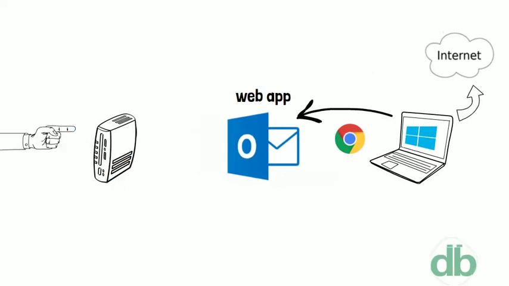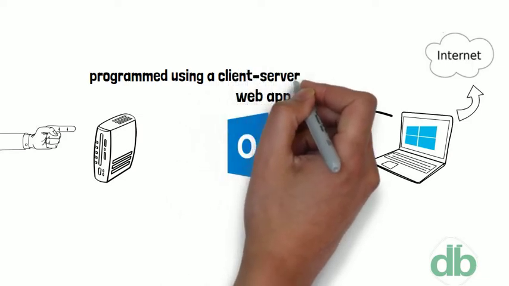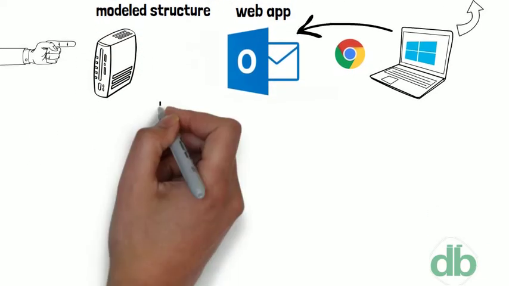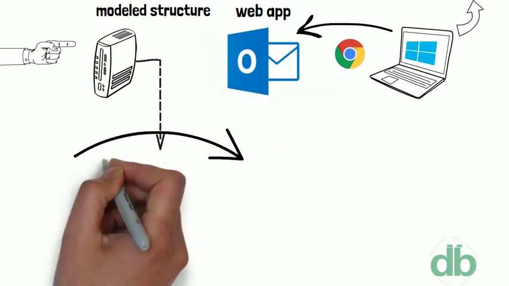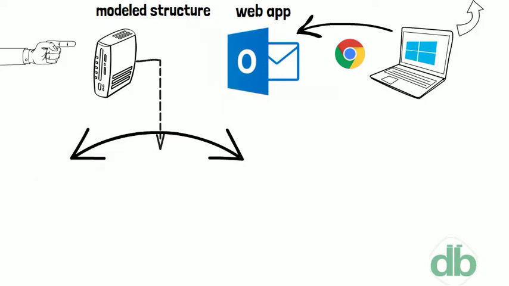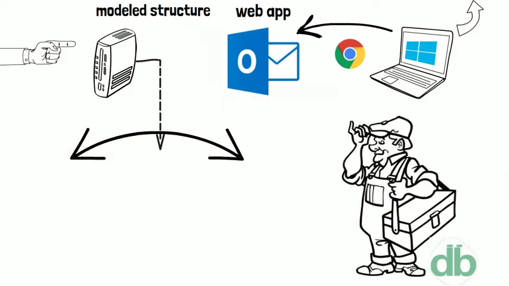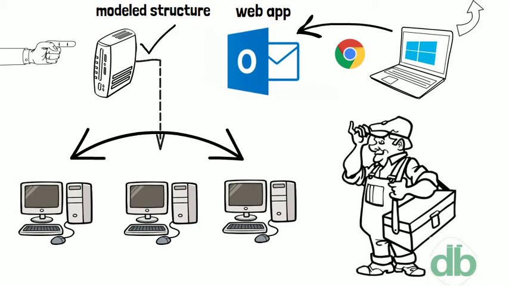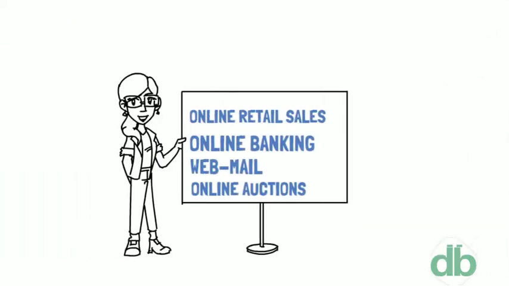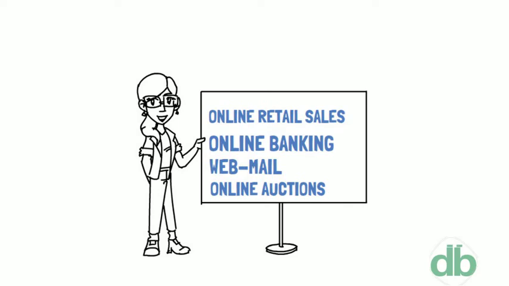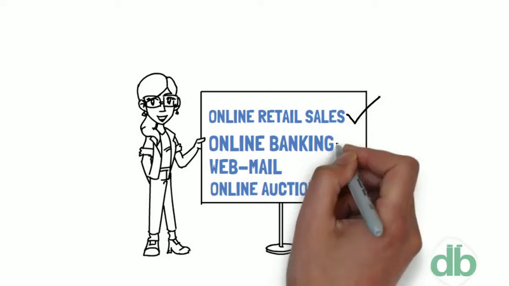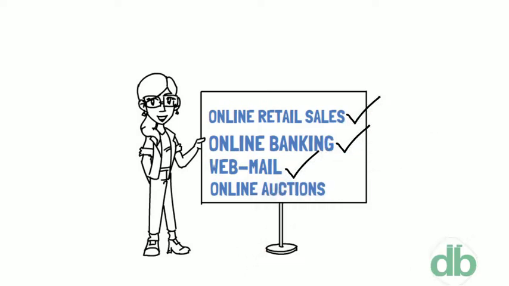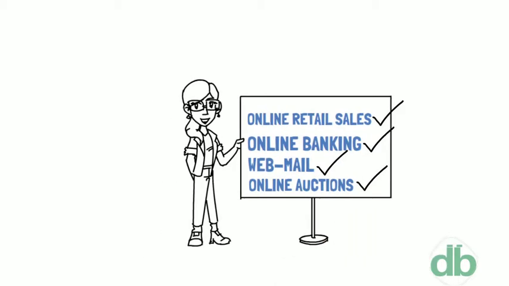These applications are programmed using a client-server modeled structure. It is a distributed application structure that partitions tasks or workload between the providers of a resource or service, called servers, and service requesters called clients. Examples of commonly used web applications include online retail sales, online banking, web mail, and online auctions.